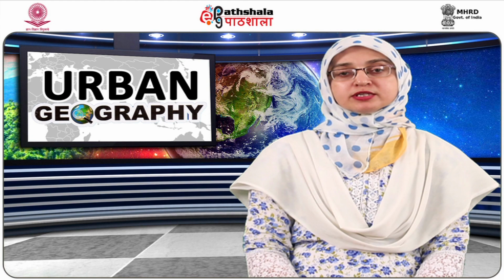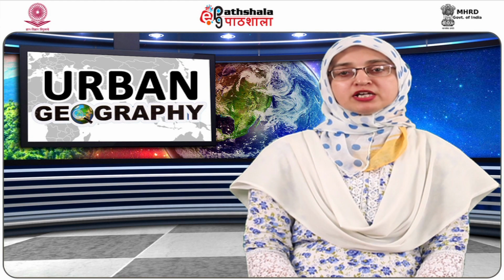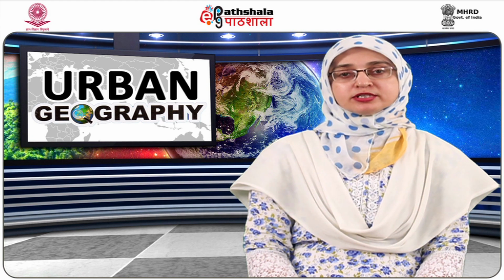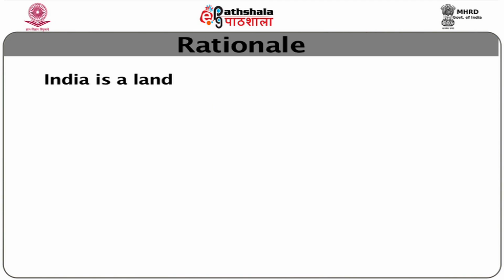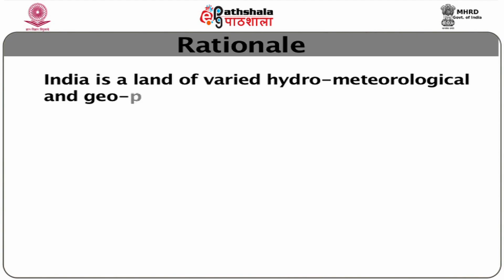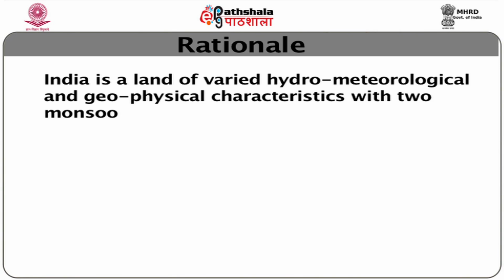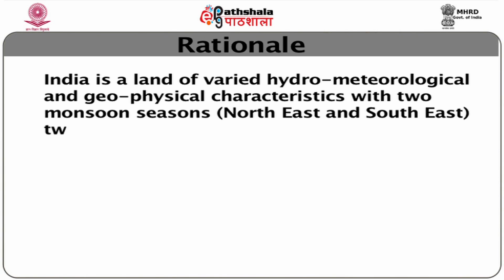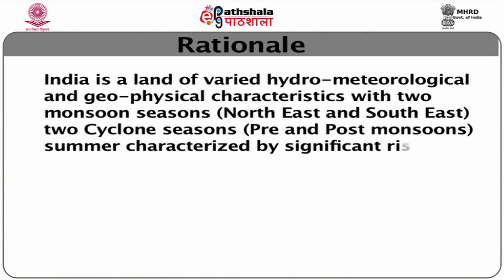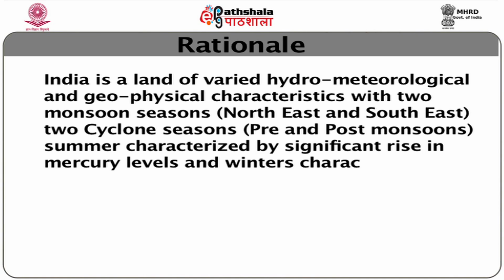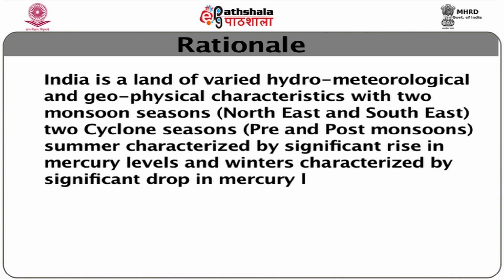Today I am going to discuss the module Forecasting and Early Warning for Disasters, which comes under the paper Disaster Management. The rationale behind this module is India is a land of varied hydrometeorological and geophysical characteristics with two monsoon seasons, northeast and southeast, two cyclone seasons, that is pre and post monsoons, summer characterized by significant rise in mercury levels, and winters characterized by significant drop in mercury levels.